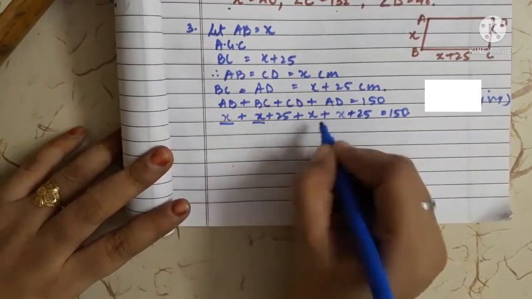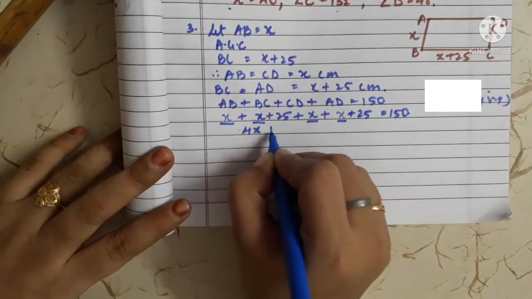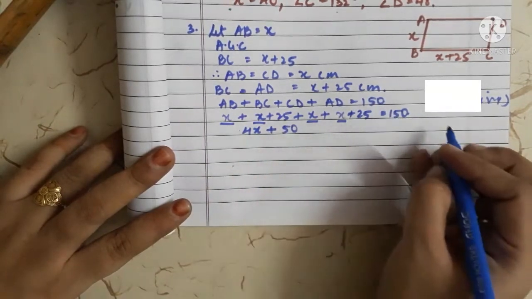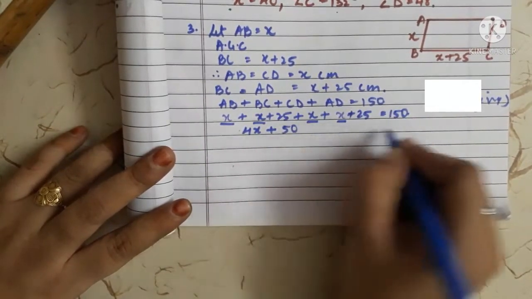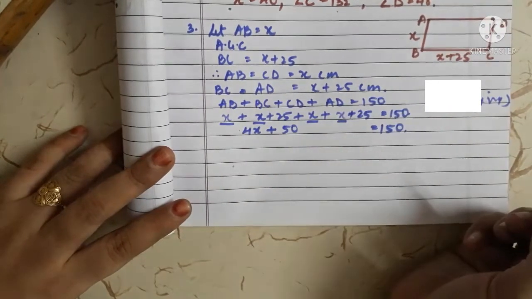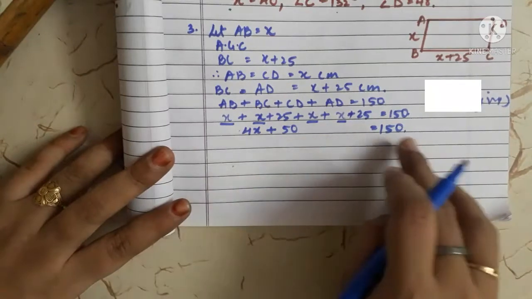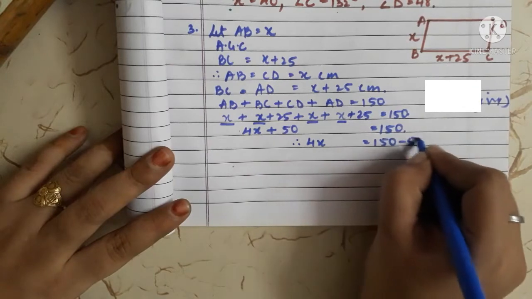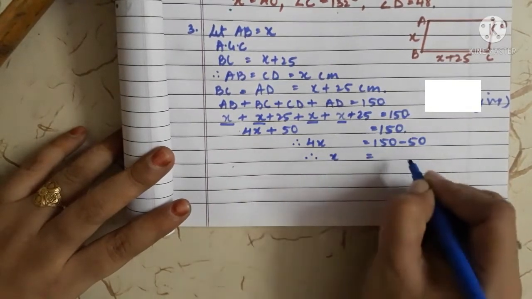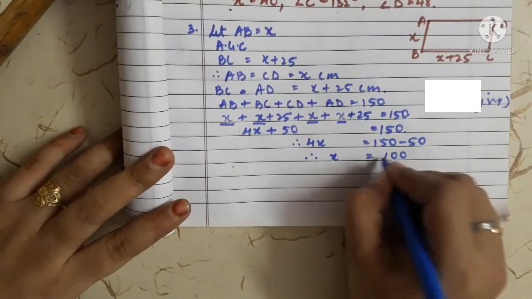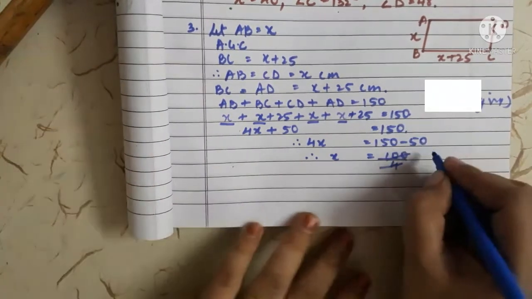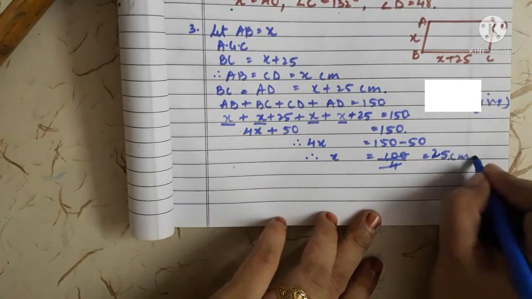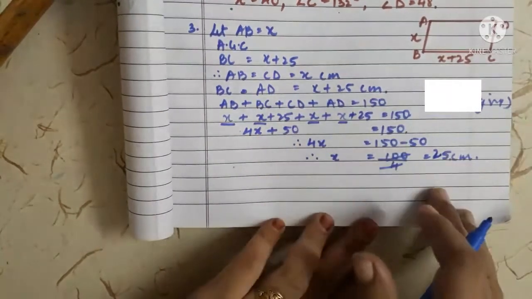So 1, 2, 3, 4, we'll get 4x plus 25 plus 25 is 50, all this is equal to 150. Now this 50 will come here, it will get subtracted, therefore we will get 4x is equal to 150 minus 50. Now we can find the value of x, that is 150 minus 50, 100 upon 4. So we will get x is equal to 25 centimeter.